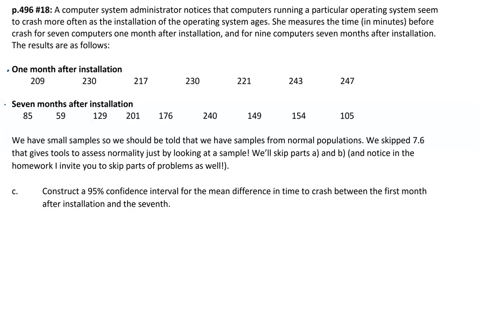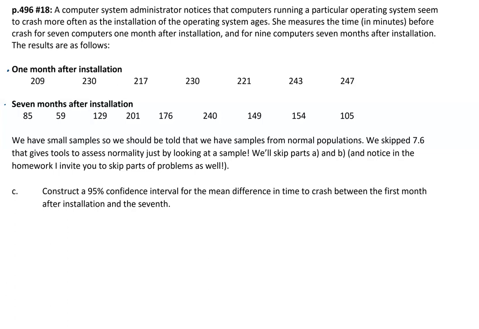And I do comment here, we have small samples, so we should be told that we have samples from normal populations. We did skip 7.6, that gives tools to assess normality just by looking at a sample. So we're going to skip parts A and B of this problem. And notice in the homework, I do often invite you to skip certain parts of questions that ask you these kinds of things. We're just going to do part C, and I'll just tell you that this already works out.